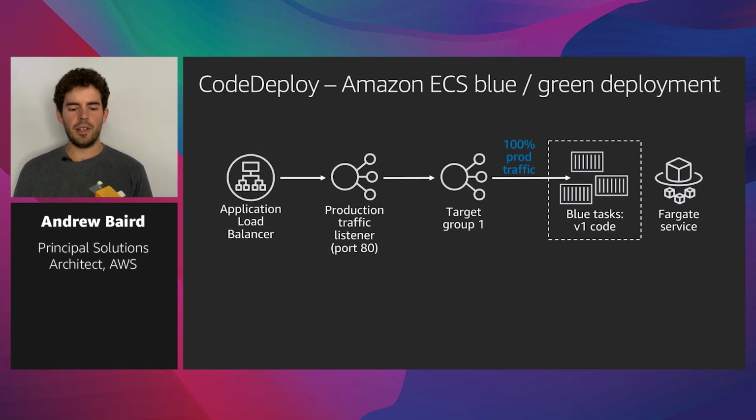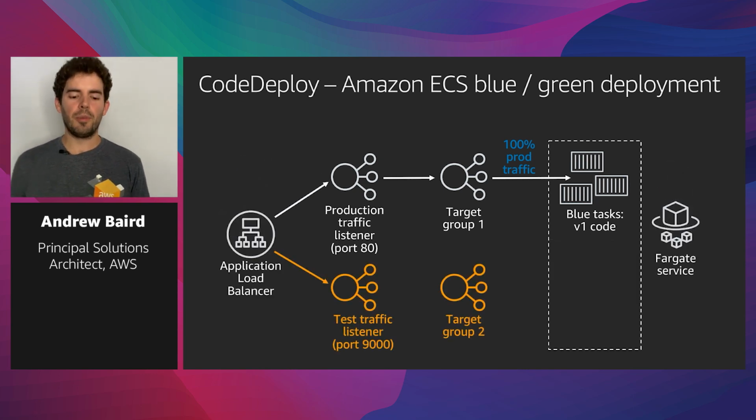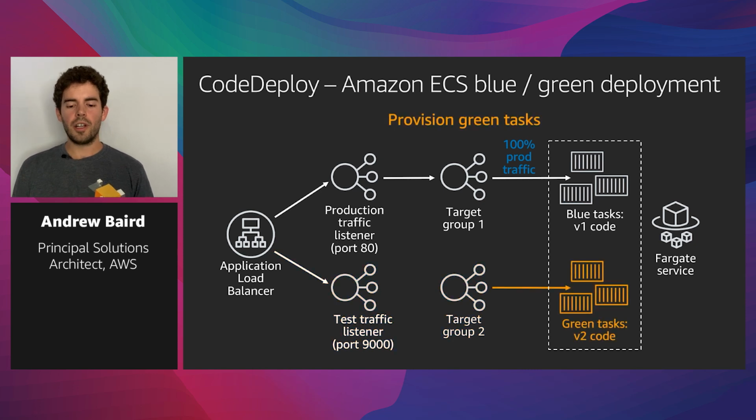So let's visualize what this really looks like. I've got a web application with traffic being served by an application load balancer. I've got a listener and a target group running against my blue tasks, we'll call them, in target group 1 running on port 80. So the way these blue-green deployments work is I set up a second listener on my load balancer with a different port. So here I've got a test listener running on port 9000 and a second target group that receives traffic from that test listener. So during a green task deployment, we're going to deploy and run those green tasks, but all of my prod traffic is still hitting 100% the blue tasks.